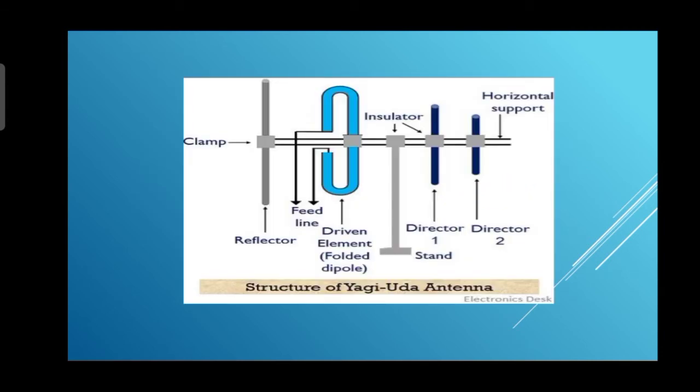So here is an illustration of a Yagi-Uda antenna. So the parts are, the first one is the horizontal support, and it is followed by the directors. So in this illustration, we have only two directors, but in reality, you can have as many directors as you want, depending on your needs or your applications. So we also have an insulator, a stand, a driven element, a folded dipole, a reflector, and a clamp. So this image is the structure of a Yagi-Uda antenna.